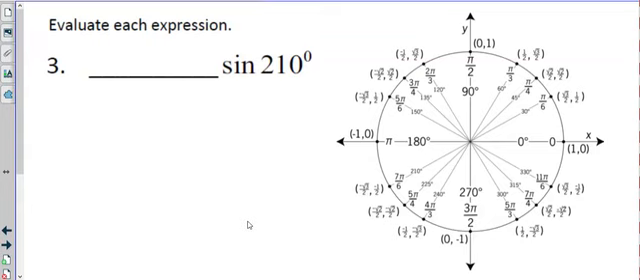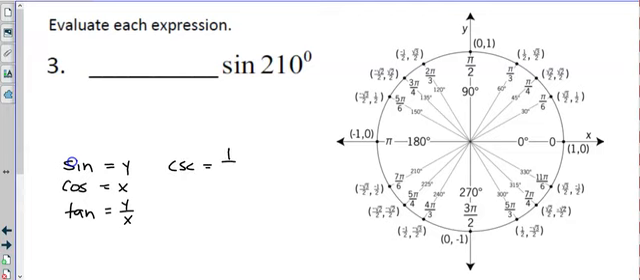So sine of 210. Before we do these, let me just remind you, using the unit circle, sine is your y value, cosine is your x value, tangent is y over x, cosecant is 1 over y, secant is 1 over x, and cotangent is the reciprocal. All of these are reciprocals, but the reciprocal of y over x would be x over y. So if you don't already have that written down somewhere, that would definitely be helpful.